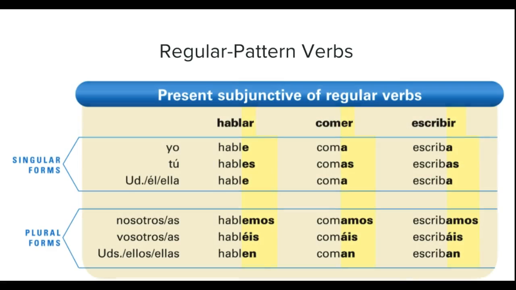Let's look at some examples of regular pattern verbs that are conjugated in the present subjunctive. Here's an example of an AR verb, hablar, an ER verb, comer, and an IR verb, escribir. Again, you'll notice they look similar to the commands that you were giving in our last unit.